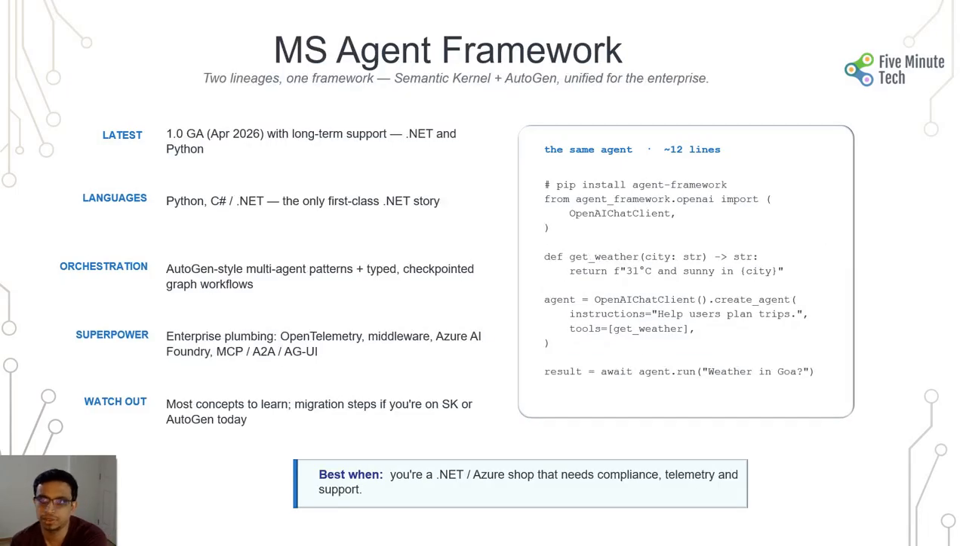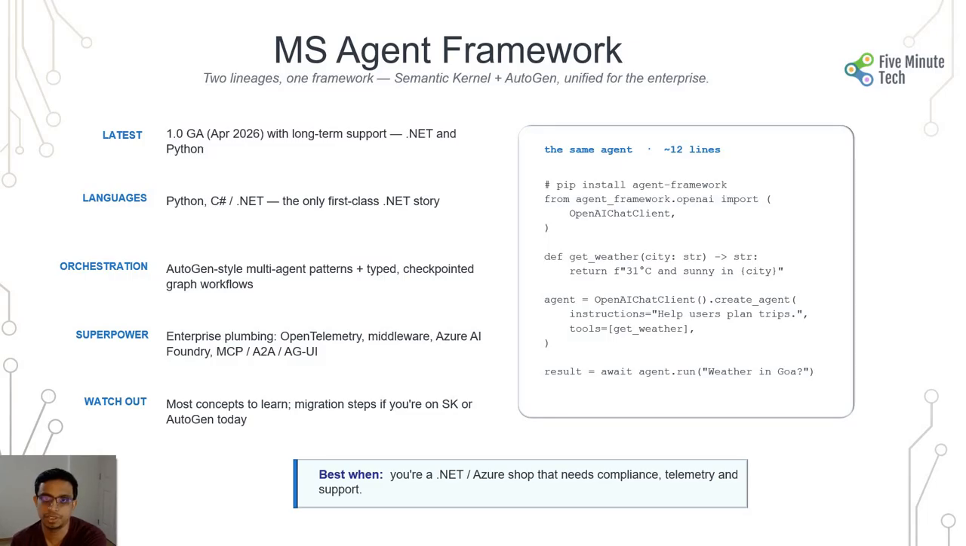The next is Microsoft Agent Framework. It is two lineages, one framework, because it comes from Semantic Kernel and AutoGen, and it is unified for enterprises to use as a combination of the two. The latest was released in April 2026, with long-term support. The languages used are Python and C#/.NET, with a first-class .NET story.